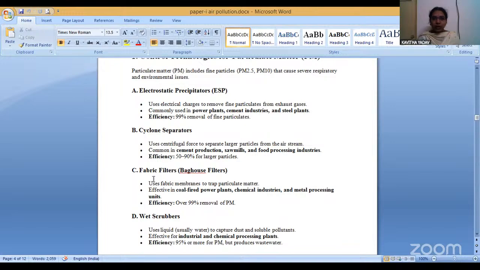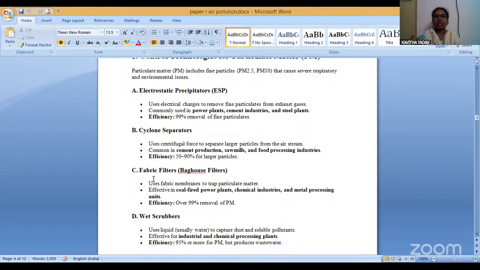Then coming to the next one, fabric filters, also known as baghouse filters. They use a fabric membrane to trap particulate matter, and are effective in coal-fired power plants, chemical industries, and metal processing units. The efficiency of baghouse filters is over 99% removal of particulate matter. They have the capacity to remove particulate matter up to 99%.